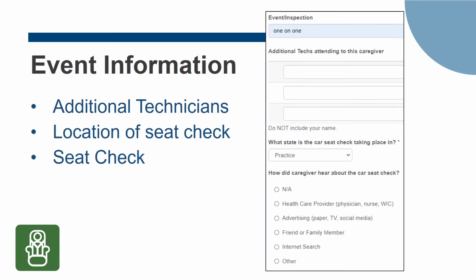Next, you'll want to enter in the event or inspection information. This provides you with an opportunity to describe how the seat check information was being collected, whether it was part of a one-on-one appointment or part of a seat check Saturday event.